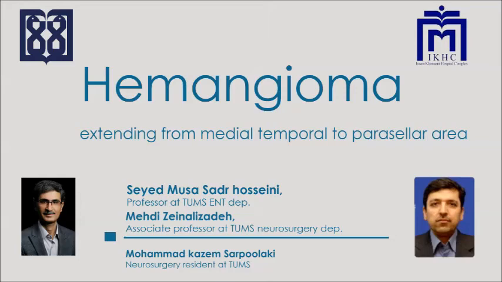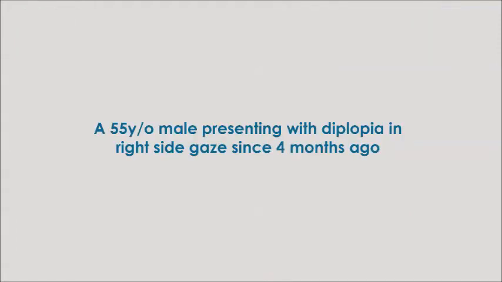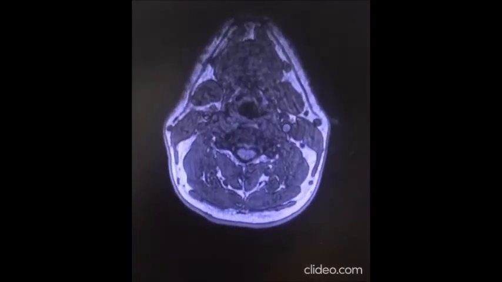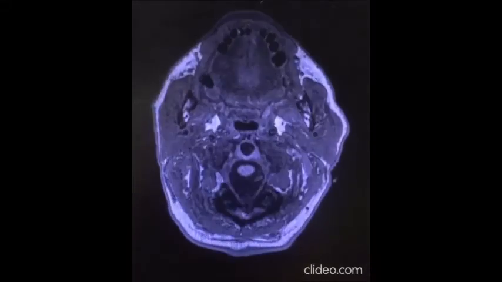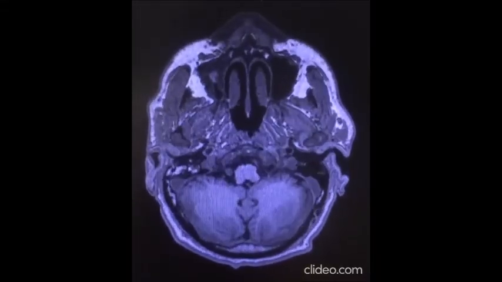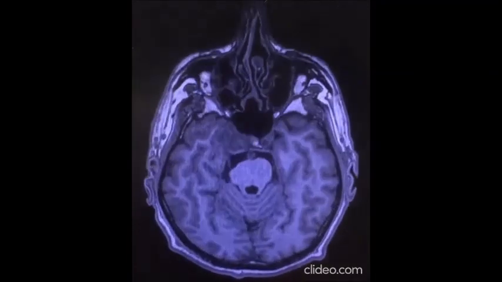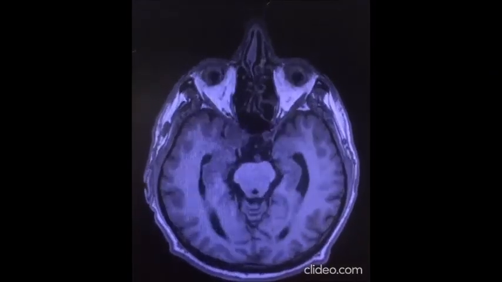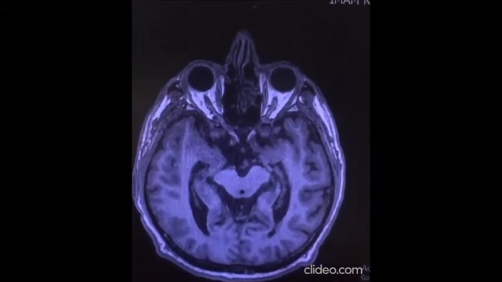Our patient is a 55-year-old man presenting with diplopia. On examination, we found an exotropia strabismus, which was increased in the right side gaze. His MRI revealed a lesion in the right parasellar area, extending to the medial right temporal region. The lesion was hyperintense in T1 and hyperintense in T2, with intensive enhancement after contrast injection.